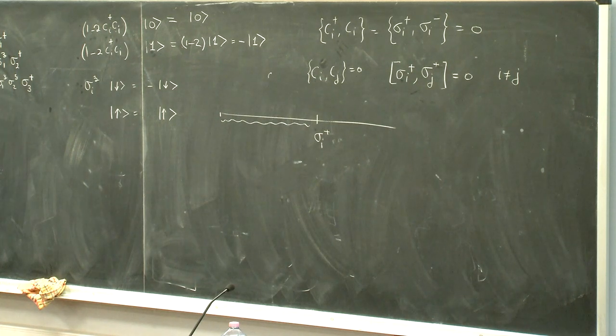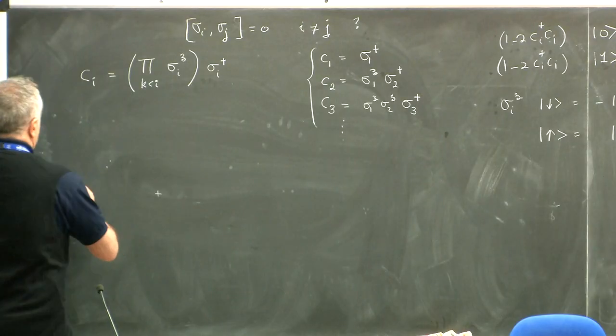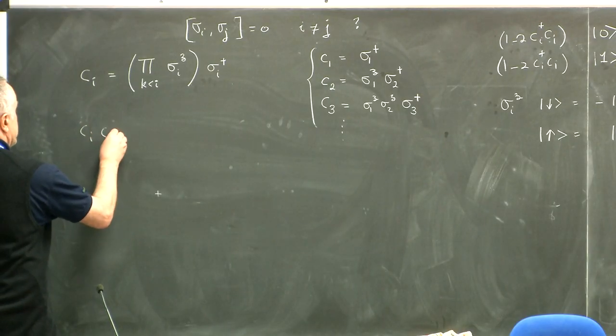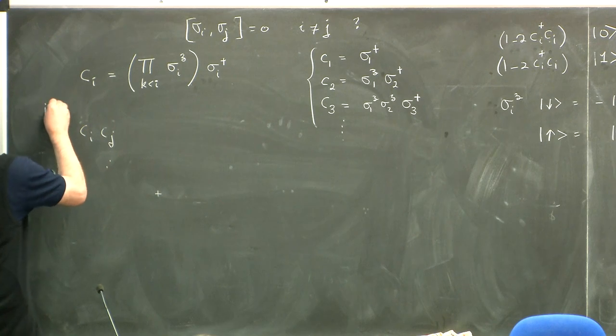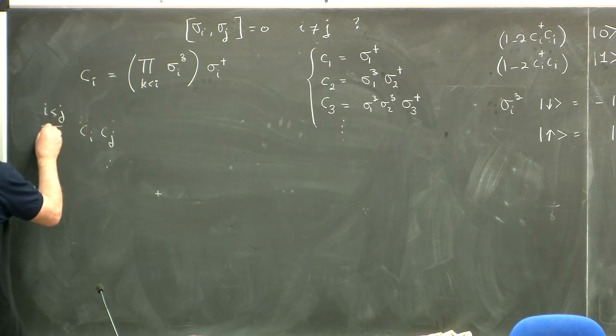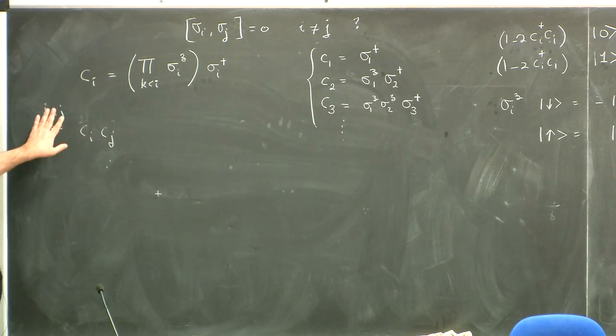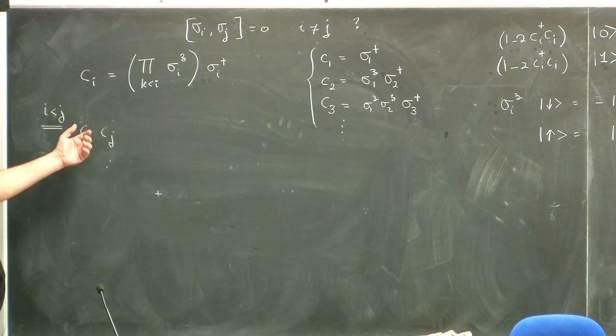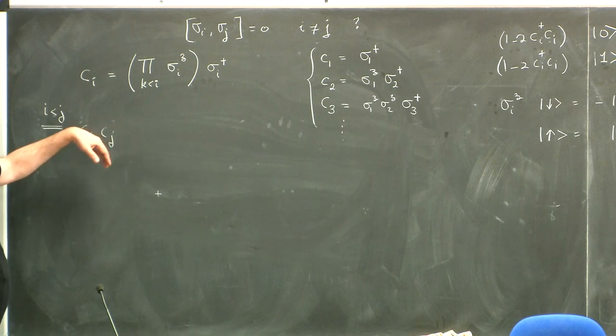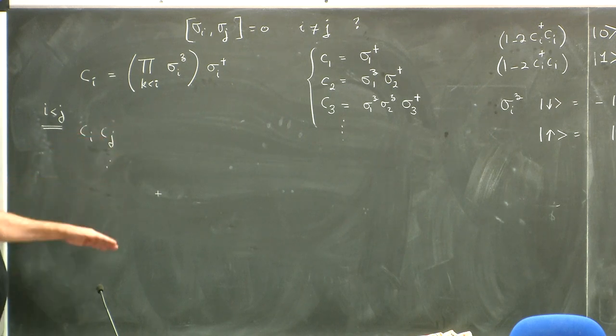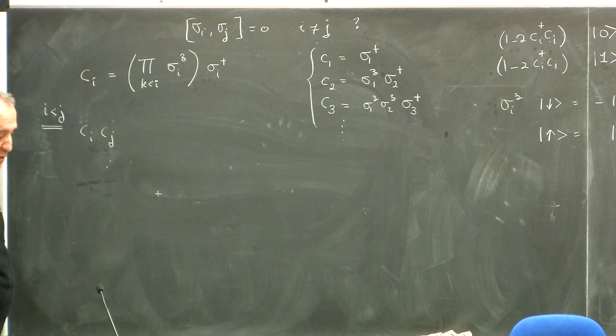So I take this form, and now let's take C_i, C_j, i smaller than j so that I can do the calculation, but obviously it doesn't matter because if it is the other way around, I put C_j first, since I have to rewrite this again for the replaced version.